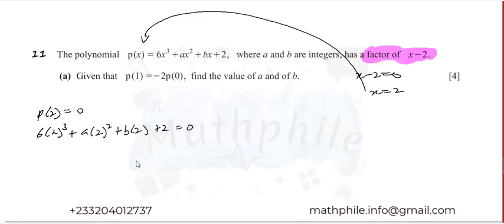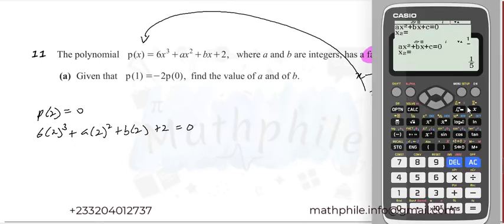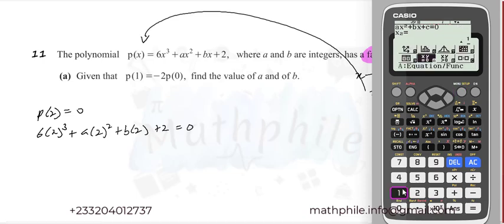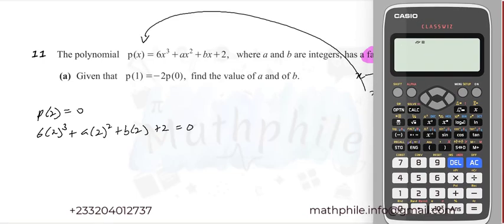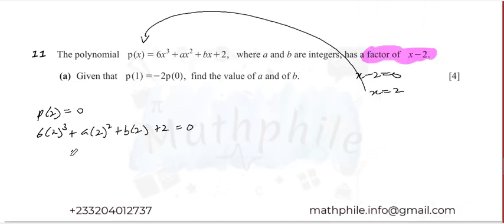So we can use a calculator real quick. 6 times 2 cubed. That is 8, by the way. Plus 2. That will give you 50. So this gives you 4a plus 2b equal to negative 50. And let's call this one equation 1.